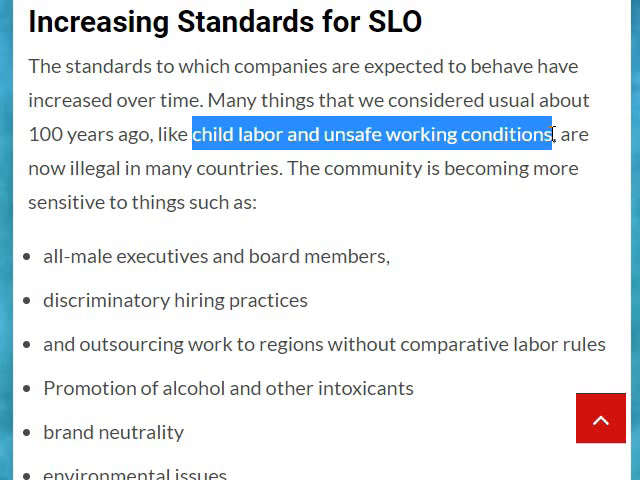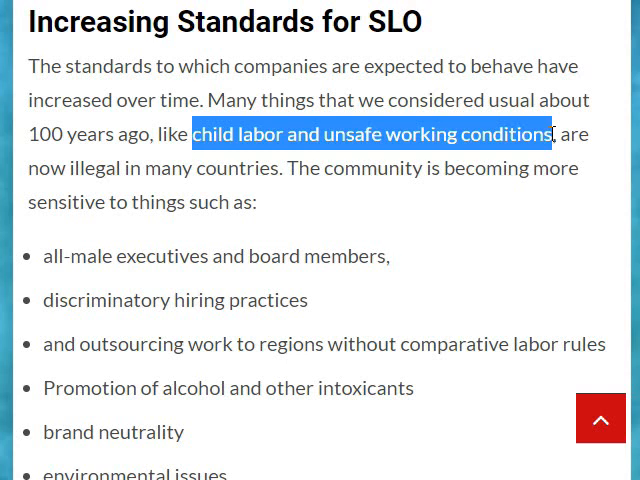People are not accepting these practices. People are telling the companies and the businesses that you cannot do this. And in many parts of the world, child labor and unsafe working conditions are in fact banned. They are considered illegal. So this is how the standards for SLO, social license to operate, have increased.